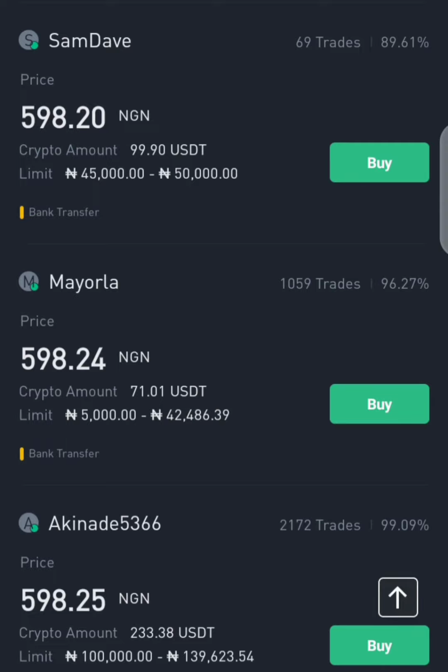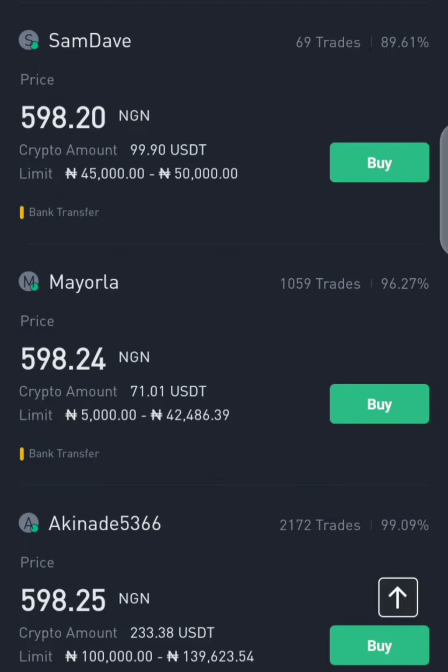So somebody that wants to buy 10,000 naira cannot buy from Sam Dave because his limit does not permit it. Somebody that wants to buy even 40,000 naira cannot buy from Sam Dave because his limit does not permit it. But since we said let's use 50,000 naira for example, we're only using it so that you can understand how we actually do it. So any amount you're looking for, you scroll down. Any amount of money that you want to convert to cryptocurrency, you can do it with what I'm explaining, even if it's 1 billion naira.